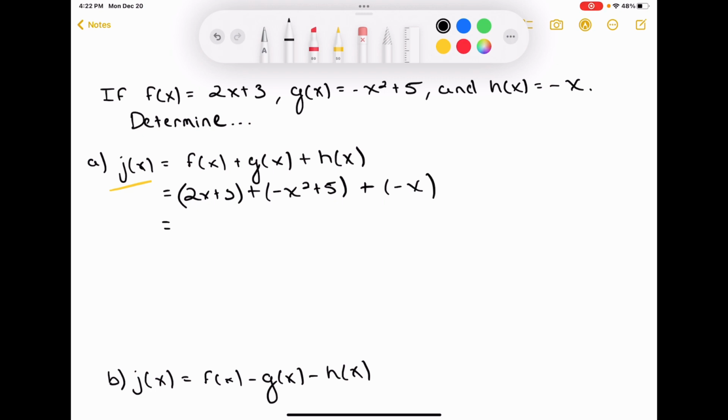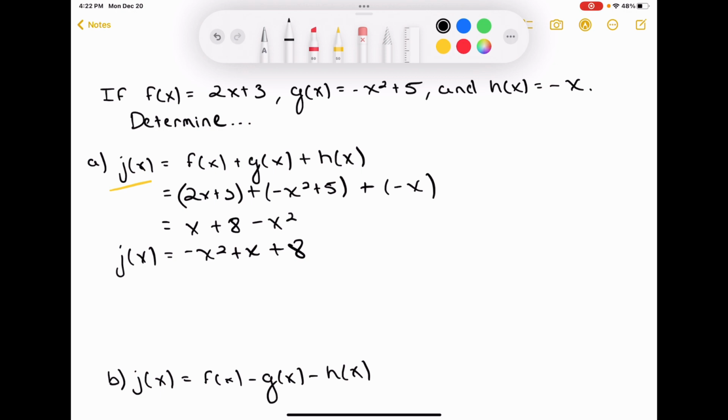Now, what do we get if we combine this? Well, we have 2x minus an x on the end there, so we're going to get x. We have 3 plus a 5, which is going to give us 8. And then finally, we have that negative x squared. Now, let's just finally rearrange this so that we say j of x is equal to negative x squared plus x plus 8. That just means all we've done is rearranged it so that we have descending powers of x, and we've simplified it as much as we can.